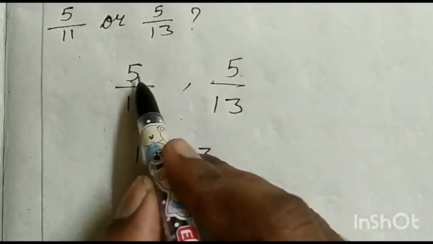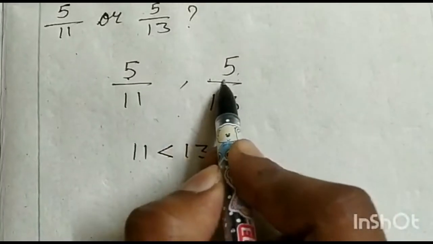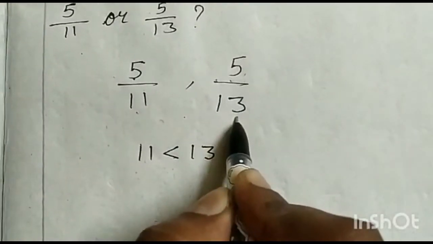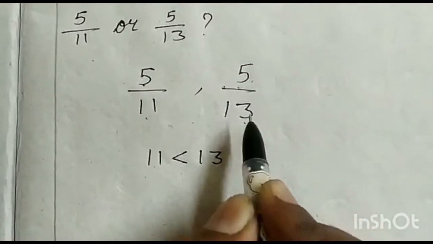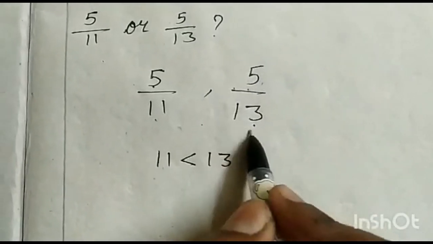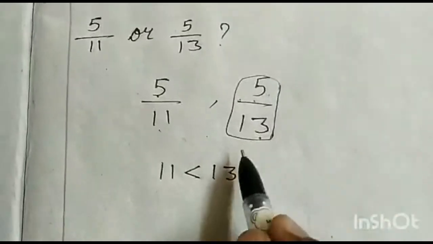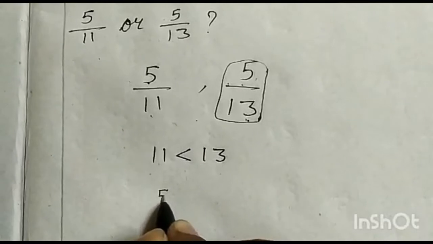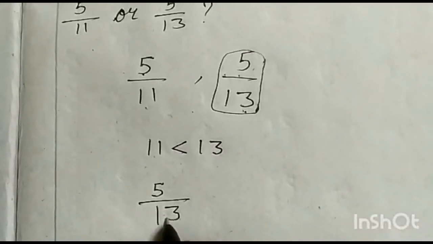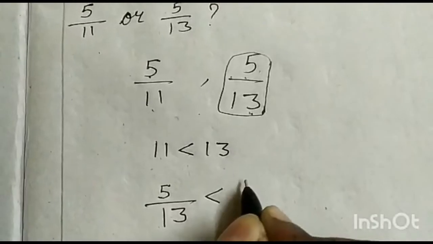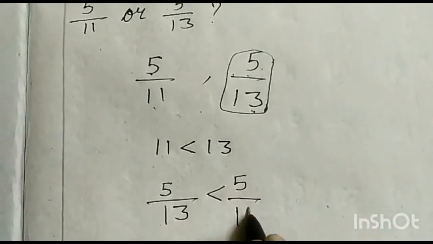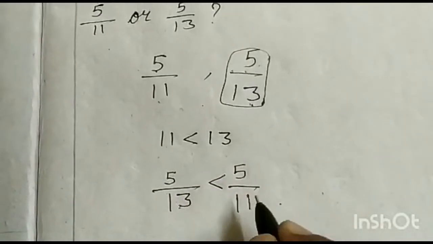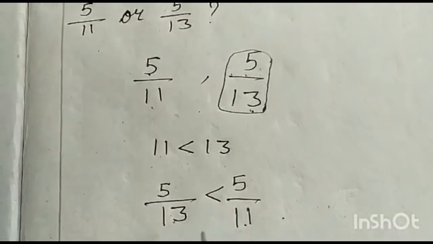Now here also we have one rule. If the numerators are the same, then the fraction with the greater denominator is the smaller of the two. Here which is the greater? 13. So this is the smaller one. The greater denominator gives the smaller of the two. So here 5 by 13 is smaller than 5 by 11. Here 5 by 11 is the greater of the two. Here which is the smaller denominator? 11 is the small one, so it is the greater one.